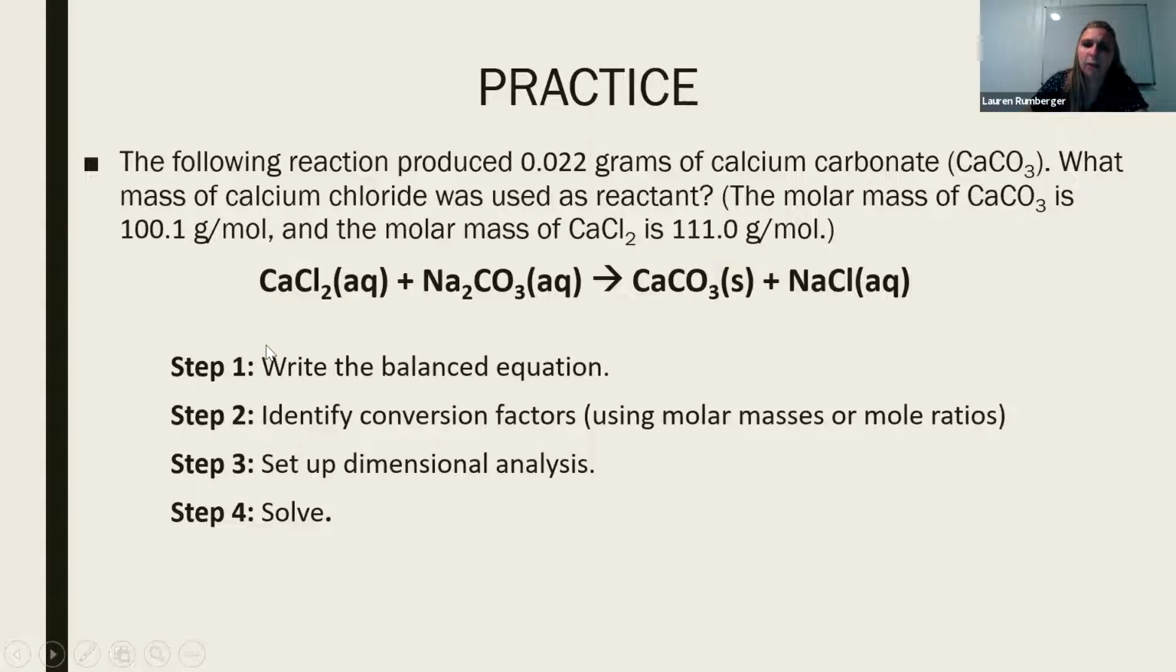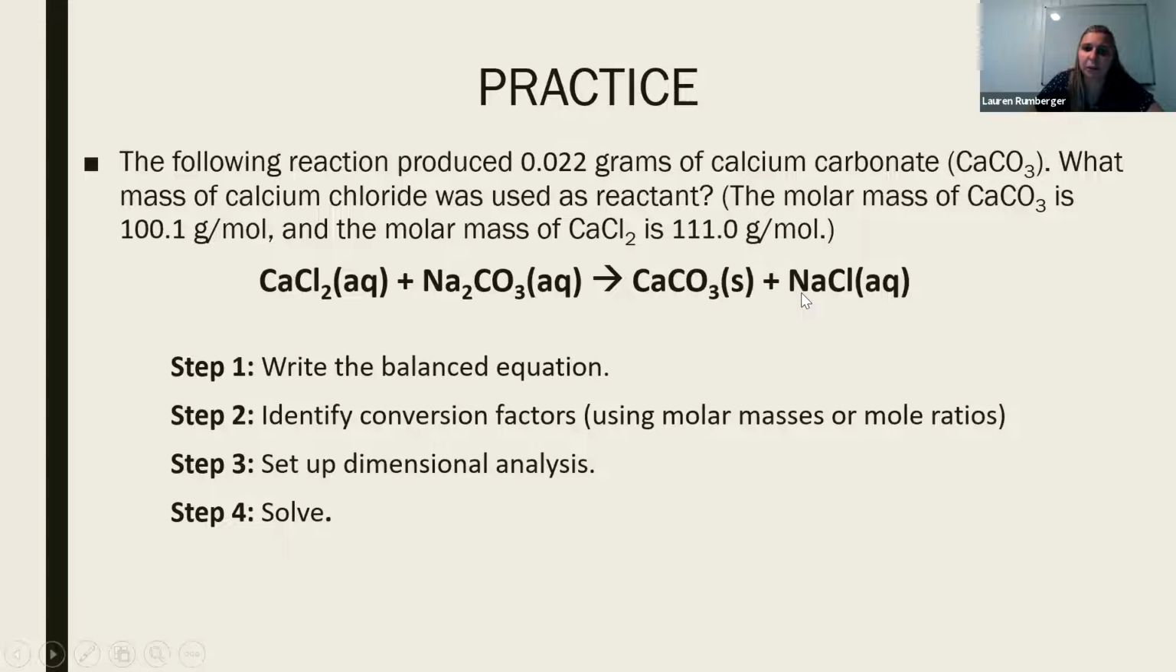Okay, so our first step, always, you must make sure you have a balanced equation. Looking at this equation here, I'm going to say this does not look like a balanced equation. The main things that I'm recognizing as not balanced are the chlorine and the sodium on both sides. So that's the first thing that we're going to work on together, is to balance the chemical equation.